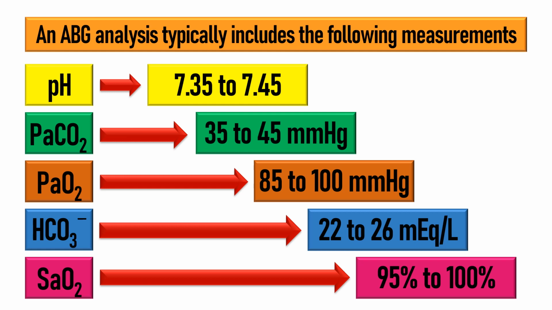SaO2 is the shortened form of oxygen saturation. It is the percentage of hemoglobin saturated with oxygen. The normal range is 95% to 100%. Interesting to note that the COVID pandemic has made this term quite popular even among the non-medical population.